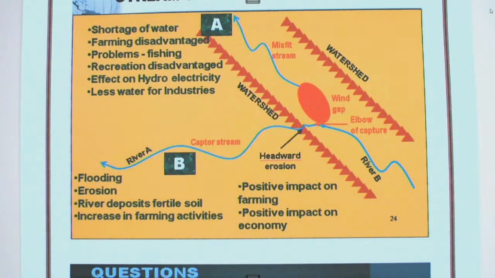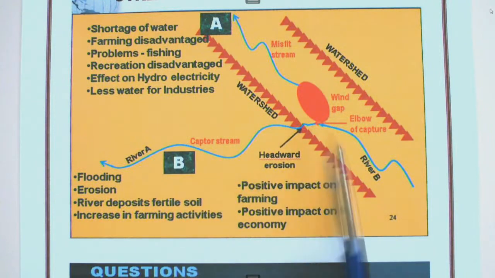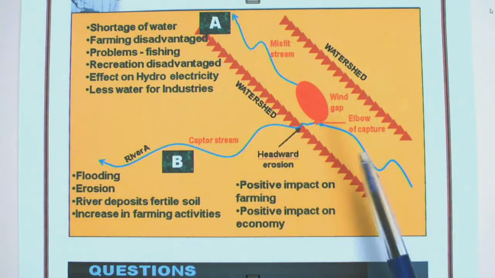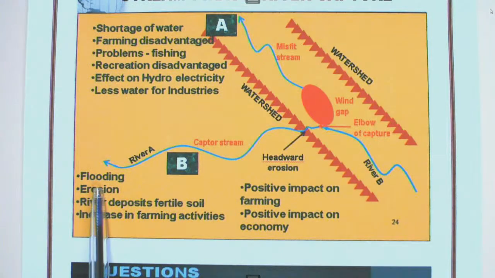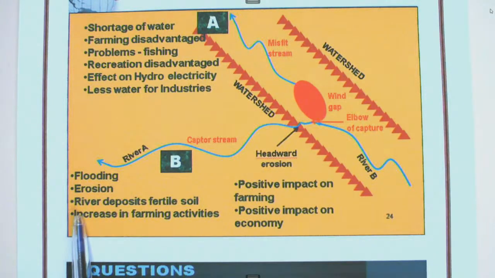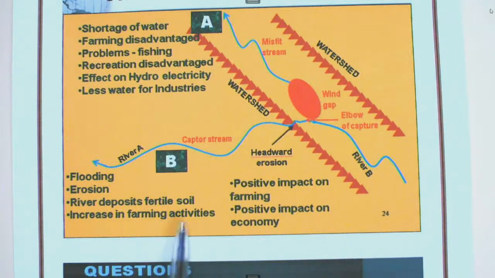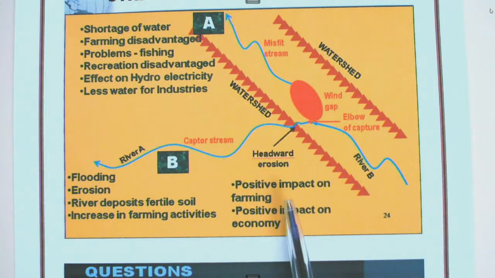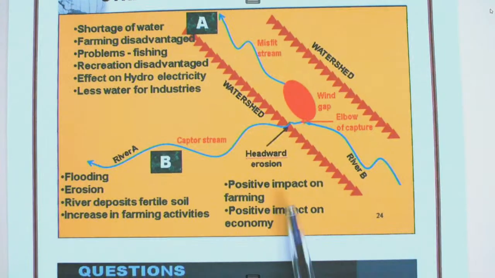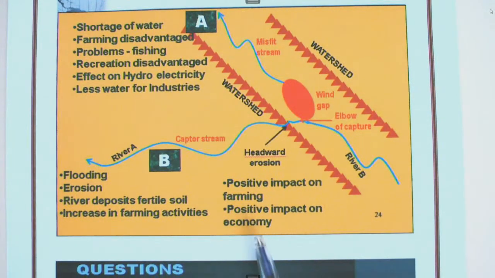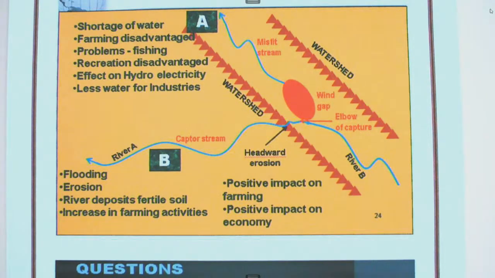What about settlement B, which now has excess water due to the capturing of water? There are chances of flooding, and erosion will be enhanced. The river deposits fertile soil, which is a positive impact, with an increase in farming activities, positive; the first two are negative. So remember, we can have positive as well as negative impacts on farming and on the economy. So we are moving on.